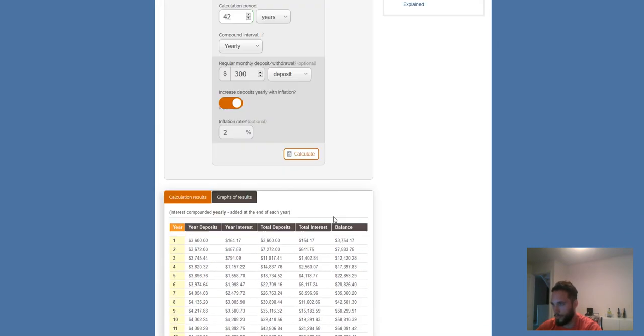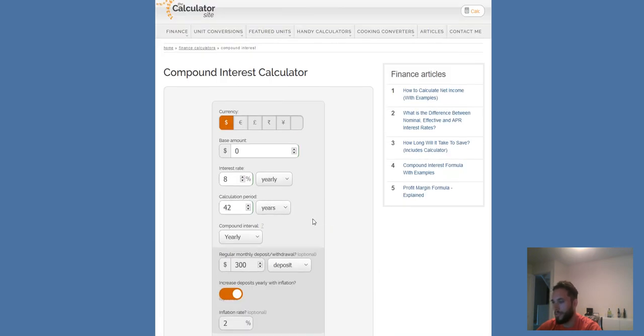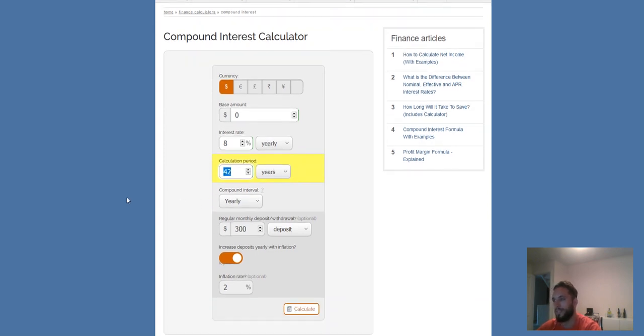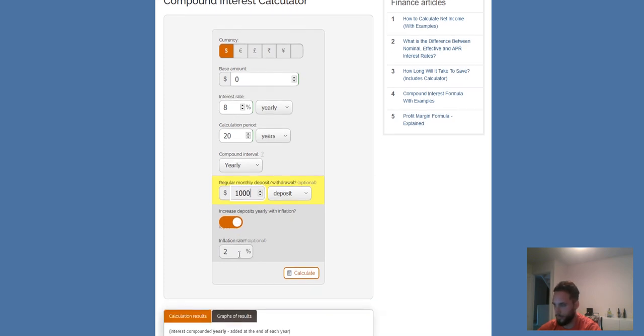Let's look at the third person. The third person started investing quite some time later and started investing at 40 years old. So this person has 20 years to go before retirement. This person has a salary or an income of $5,000 a month. So if we take 20% of that, this person is investing $1,000 monthly, which is also going to increase with the inflation rate.